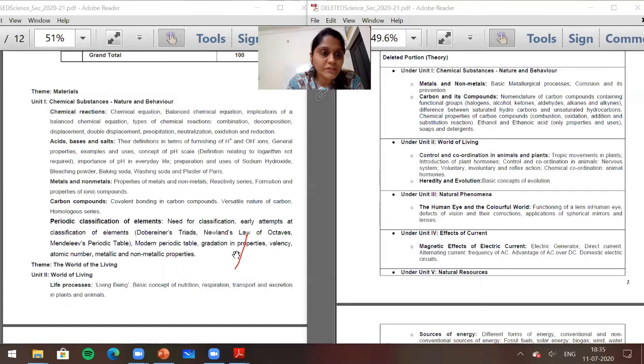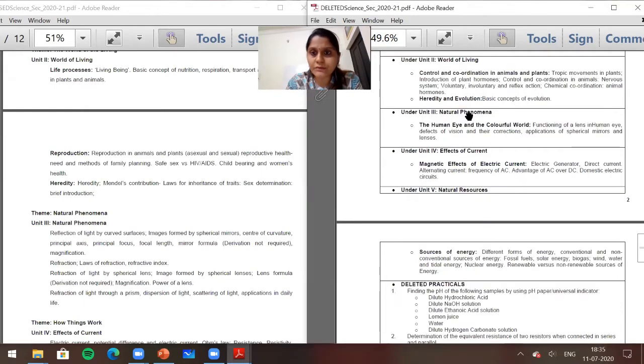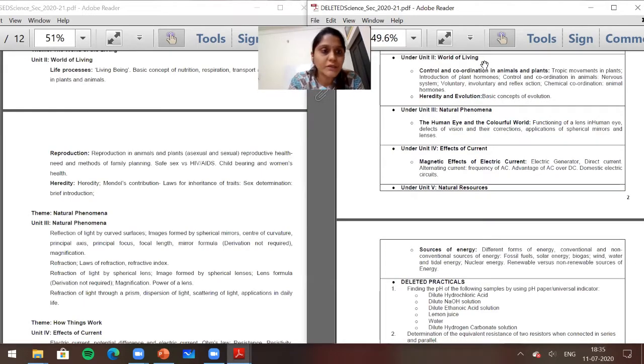As far as biology, the world of living, is concerned, the life processes chapter: I don't see any deletion over here. It starts with control and coordination. So the life processes chapter is the same chapter as it is. No deletion in that chapter. Then reproduction, reproduction in animals. The entire chapter is there again.